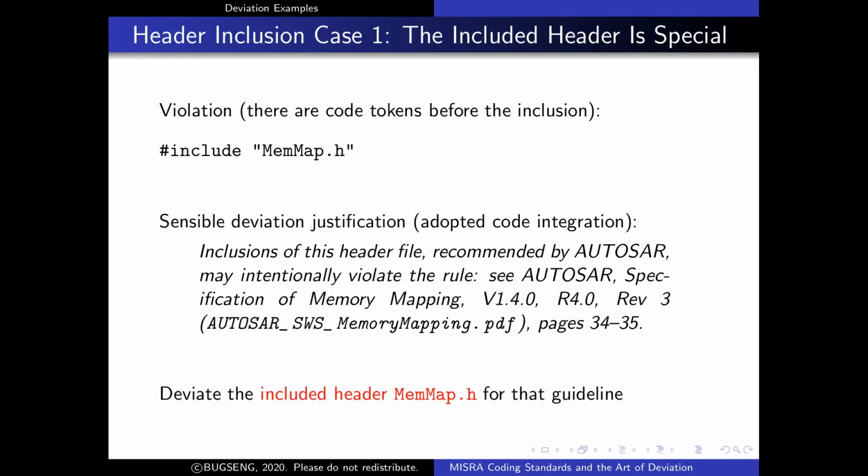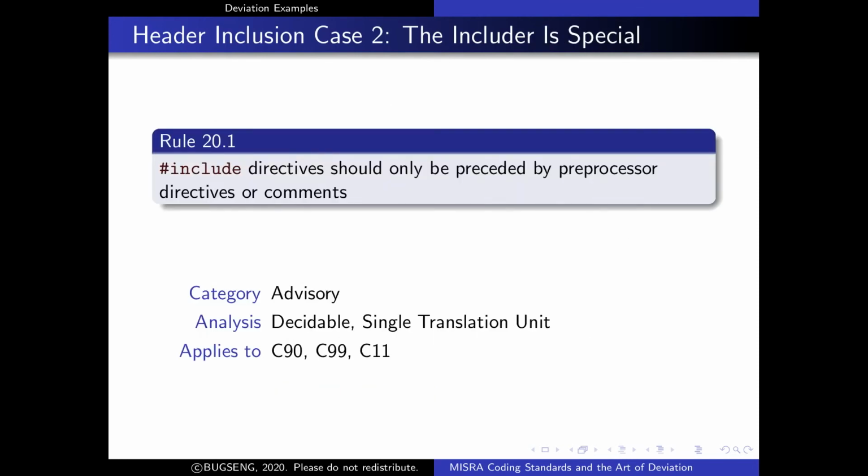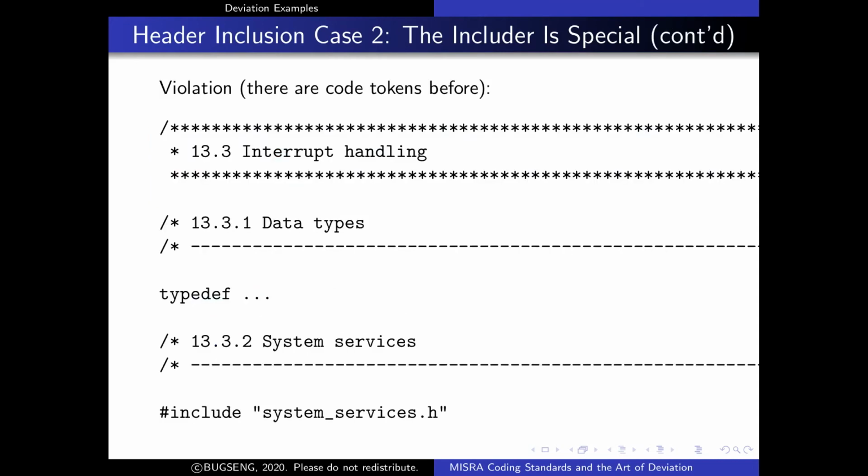And you should, if the tool allows you to do this, deviate the included header file, memmap.h. So all header files should be included at the beginning of the file. I'm simplifying, of course. But memmap.h can be included at any point in a translation unit or in another header file. Same rule. However, this case is slightly different because it is not the included file that is special. It is the includer file that is special.